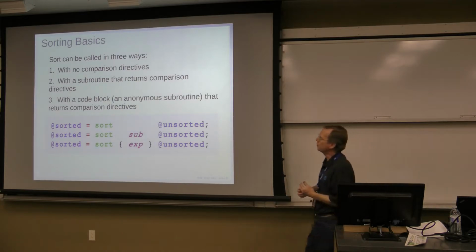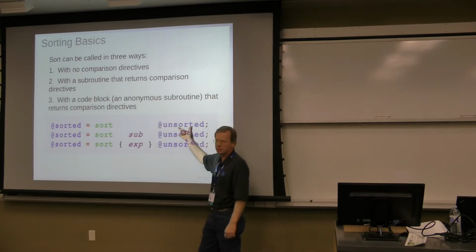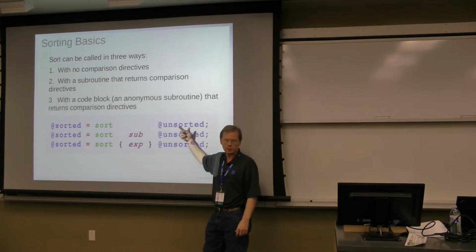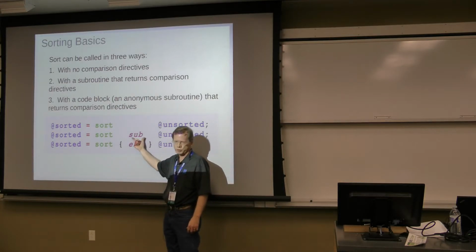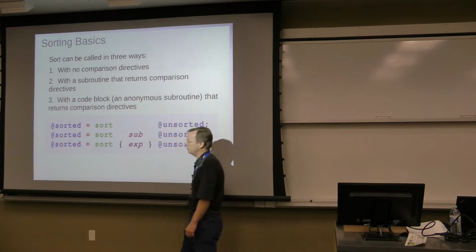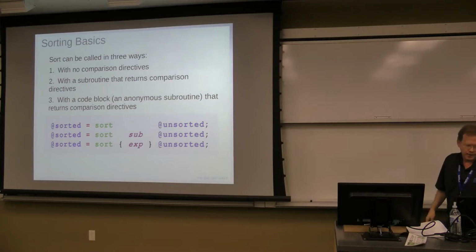So we can call sort in 3 ways. We can call it with no arguments, with nothing except the list we want sorted, in which case it'll just do the default sort. We can call it giving it a subroutine as a comparator, or we can give it a code block to do a comparator. That comparator function needs to know how to order. This tells us how to order those things.